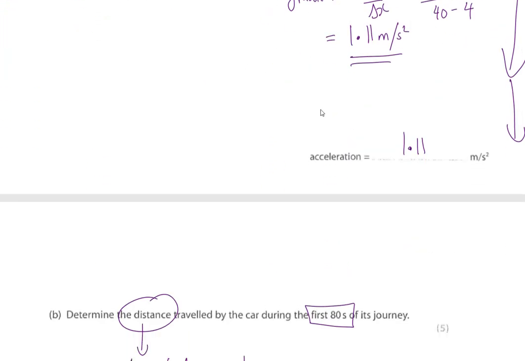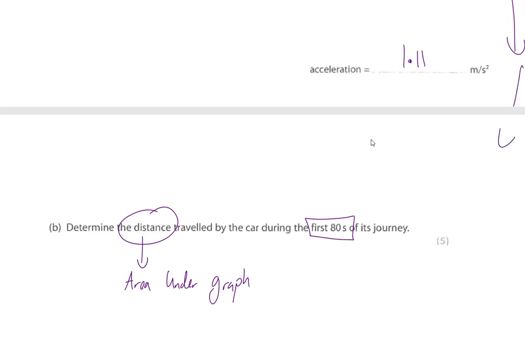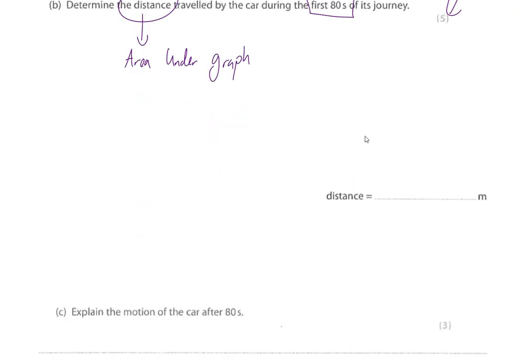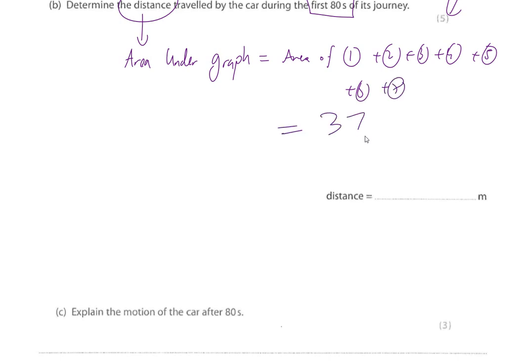Let's go down. Here we go. Therefore, it would be the area of 1 plus 2 plus 3 plus 4 plus 5 plus 6 plus 7, and this gives me 3736 meters. So this is the answer: 3736 meters. Okay, so this is the answer.